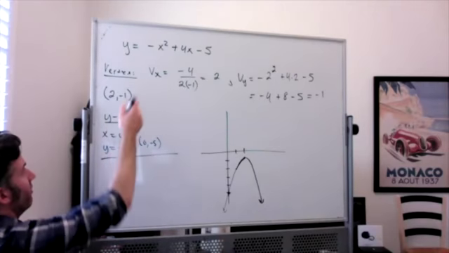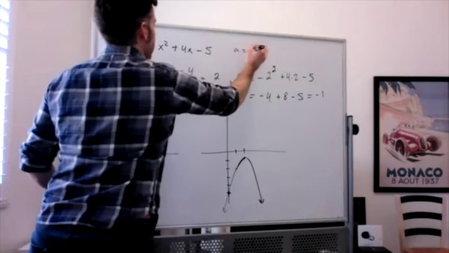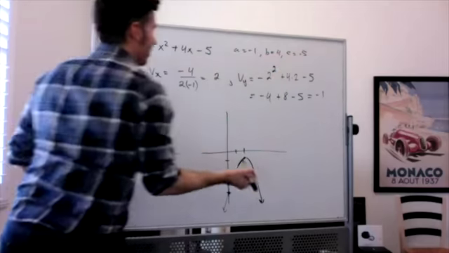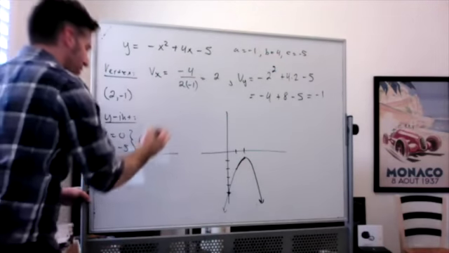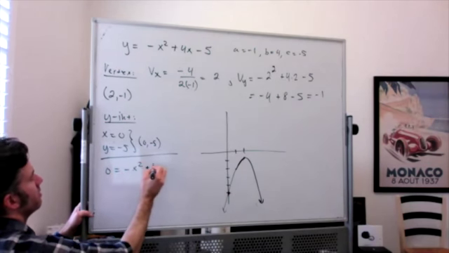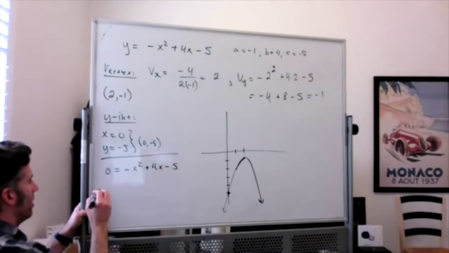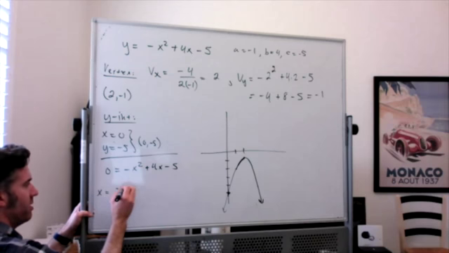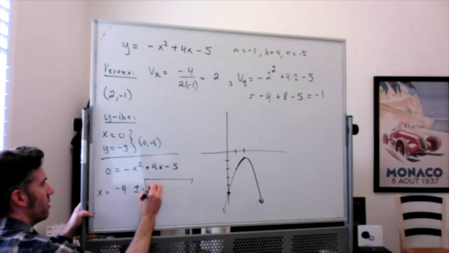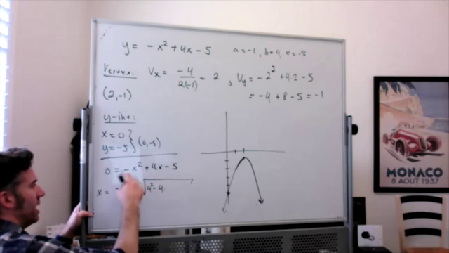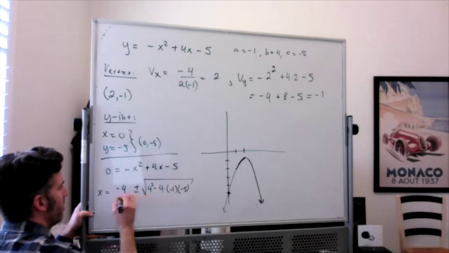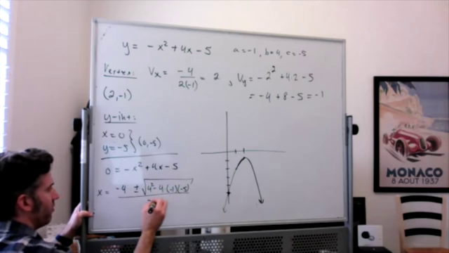If I try and solve this where a is negative 1, b is 4, and c is negative 5, if I try and set that equal to 0, my solutions would be x equal to negative b plus or minus the square root of b squared minus 4 times a, which is negative 1, times c, which is negative 5, all over 2 times negative 1.